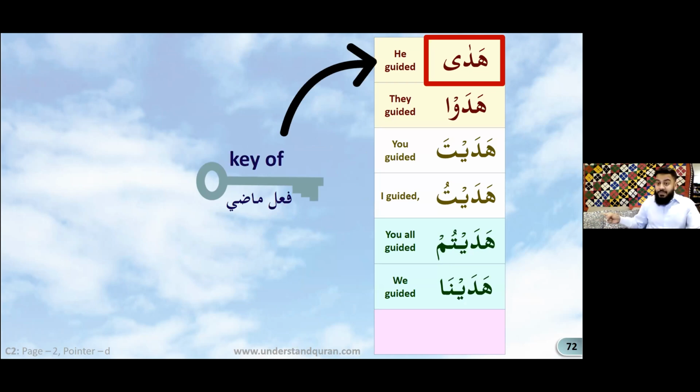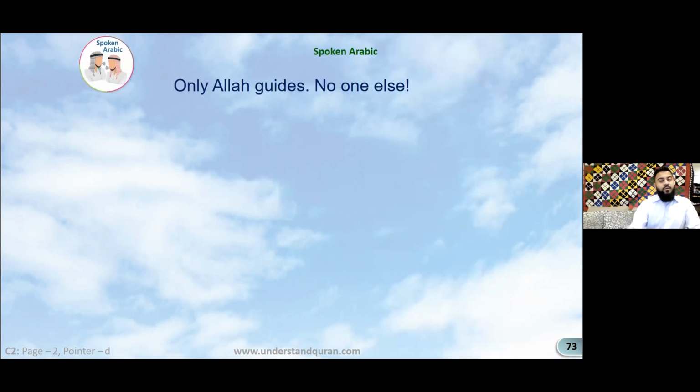And now nothing new. Same forms. Hada, he guided. Hadu, they guided. Hadayta, you guided. Remember? Ta, tu, tum, na. Hadayta, you guided. Hadaytu, I guided. Hadaytum, you were all guided. You all guided. And hadayna, we guided. Alhamdulillah.